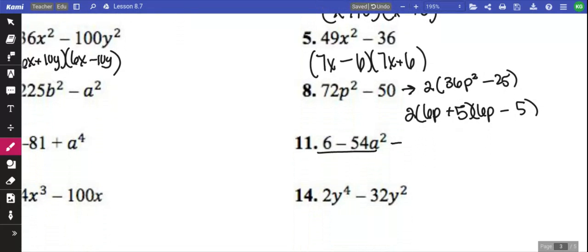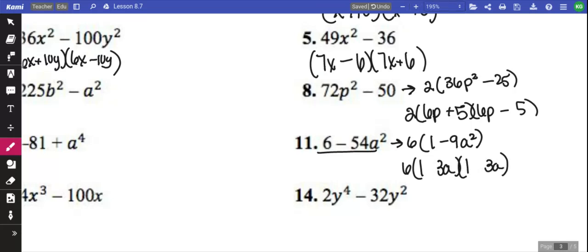This one they have in common 6. If I take that out, I'm left with 1 minus 9a squared. The square root of 1 is 1, and the square root of 9a squared is 3a.